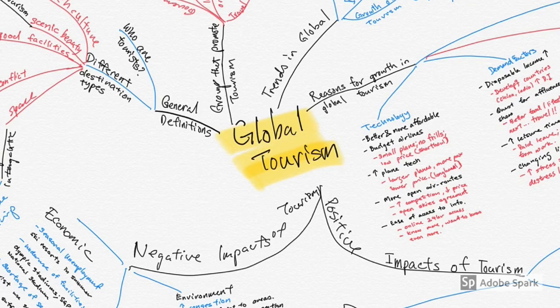So this topic of global tourism is divided into 5 subsections, starting from general definitions to groups that promote tourism. Then we will look at trends in global tourism, reasons for the growth in global tourism, positive impacts of tourism, as well as lastly negative impacts of tourism.